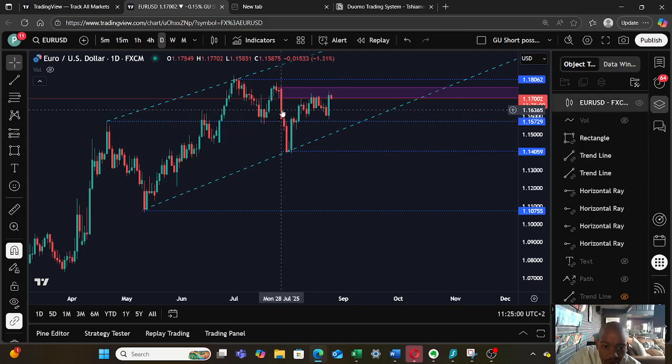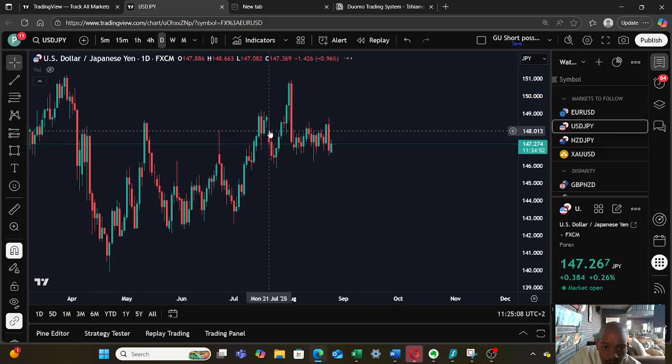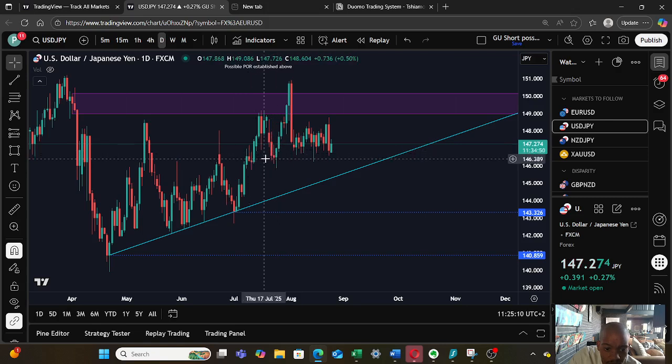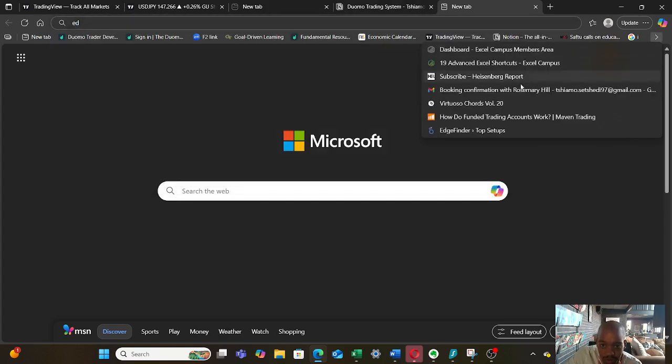Also understanding why this move down here happened. If I can go to USD JPY and go back to the 28th of July. I think this is when we had that shock. PPI release. I'm just going to confirm on the Edge Finder tool.